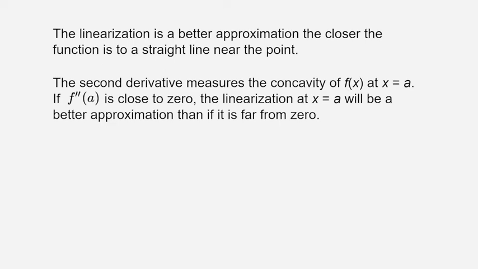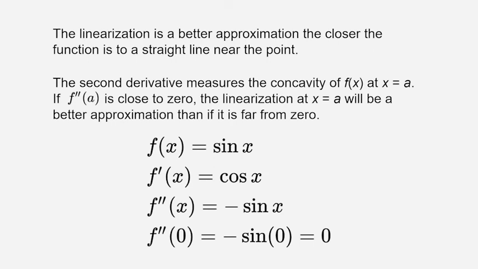Now, if the second derivative is close to 0, that means there's not a lot of curvature to it, and the linearization will be a better approximation than if the second derivative is far from 0. And going back to our example, with the function sine of x, the first derivative is cosine, and the second derivative is negative sine. And if I plug in 0 to that, that is negative sine of 0, and that's 0. And since that's not just close to 0, it is actually 0, this further reinforces how good of an approximation x is of the function sine of x near x equal to 0.